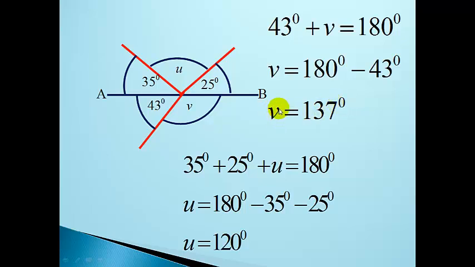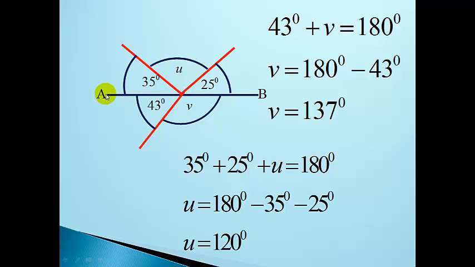That means that the value of V is equal to 137 degrees. And so when you add 137 degrees to 43 degrees, you will get 180 degrees. Now let's consider angles above the line AB. We have three angles above the line AB, and the angles are 35 degrees, U, and 25 degrees. And so it means we are solving for U.